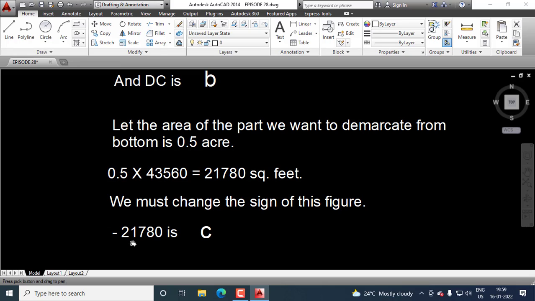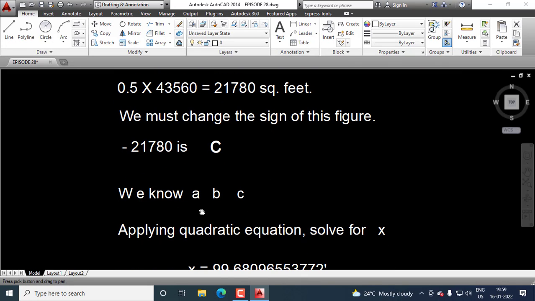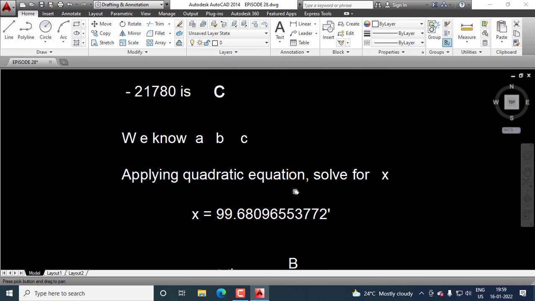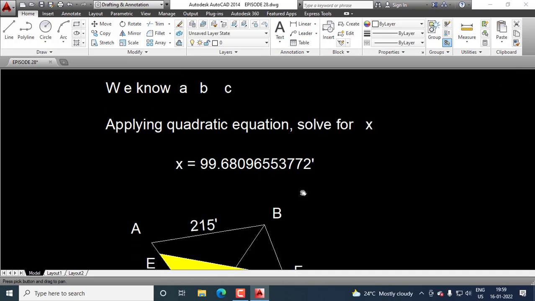After changing its sign, it becomes C of our quadratic equation. So, as above, we know A, B, C. Applying quadratic equation, solve for x. X is equal to 99.680,965,537.72 feet.